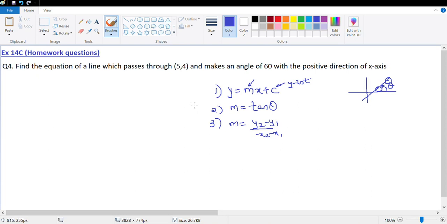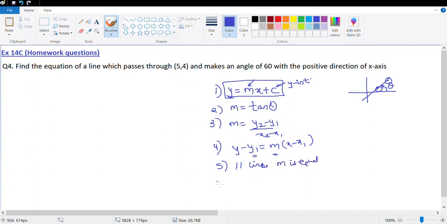Next, if we need to figure out the equation of a line, then one obviously is y is equal to mx plus c, and then there is another formula, which is y minus y1 is equal to m times x minus x1. This is known as the point slope formula, where one point is known to us and the slope is known. Next, for parallel lines, the slopes are equal, and in case of perpendicular lines, the slope of line 1 multiplied with the slope of line 2 is equal to -1.